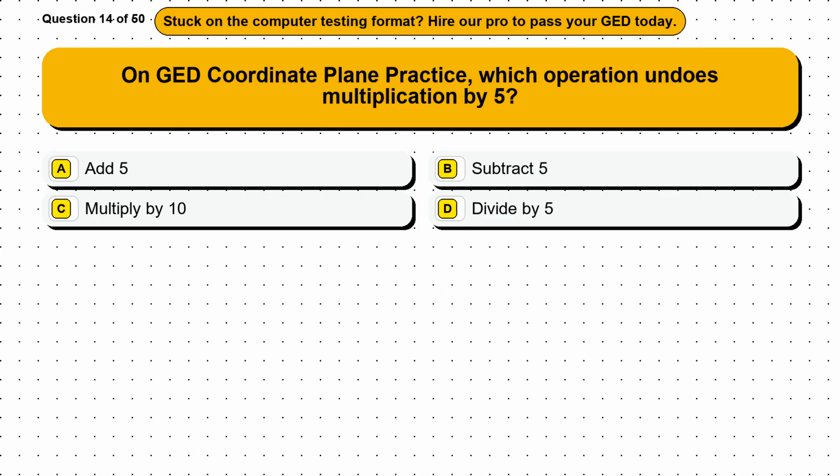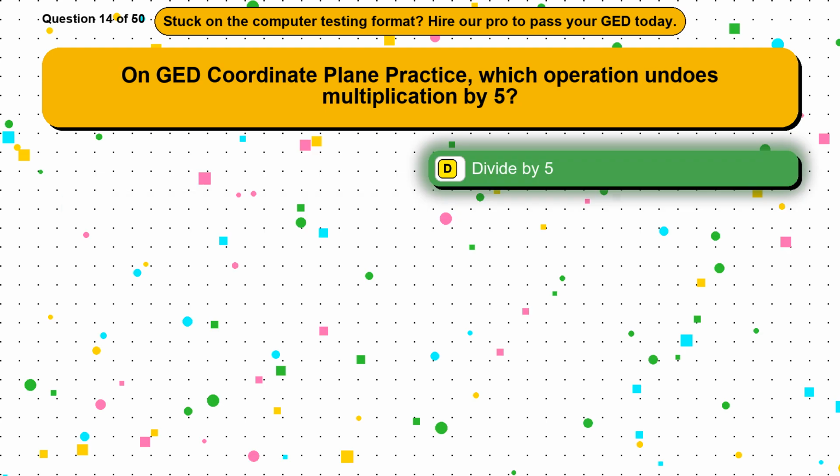Question 14. On GED Coordinate Plane Practice, which operation undoes multiplication by 5? Option A, add 5. Option B, subtract 5. Option C, multiply by 10. Option D, divide by 5. The correct answer is option D, divide by 5.